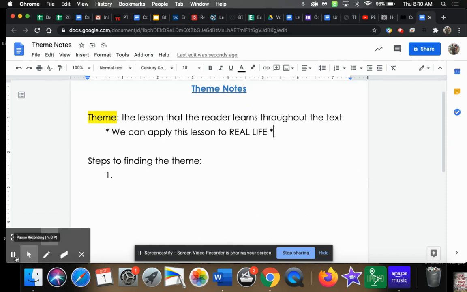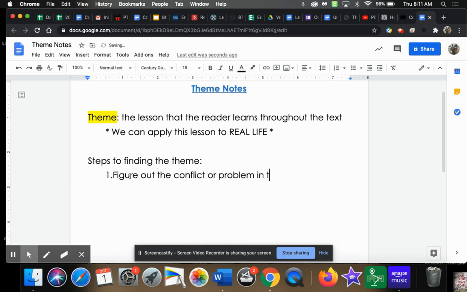Okay, so there are 3 steps to finding the theme, and then after we give you the steps to finding the theme, we're also going to talk about ways to write the theme. So the very first thing you have to do is figure out the conflict or problem in the story. Okay.